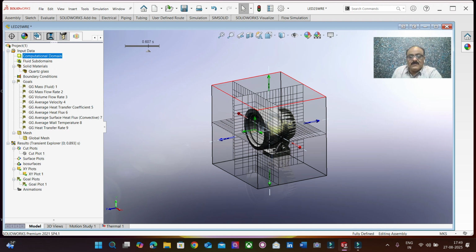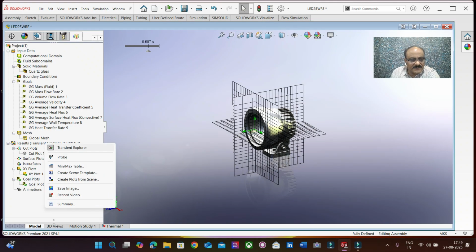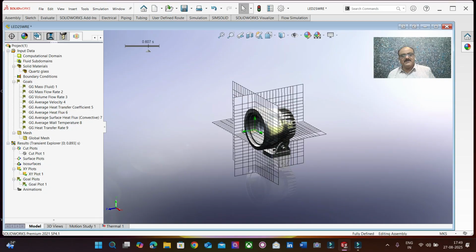Now once the complete meshing is done, we perform the simulation. Once we perform the simulation, we'll be able to find out the parameters that we wanted to determine.